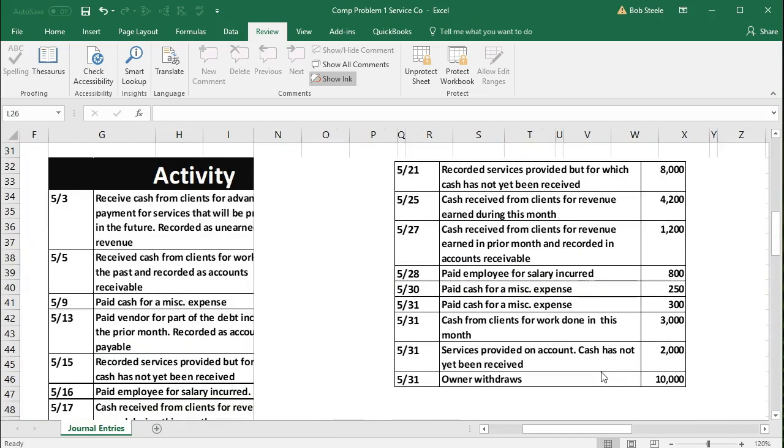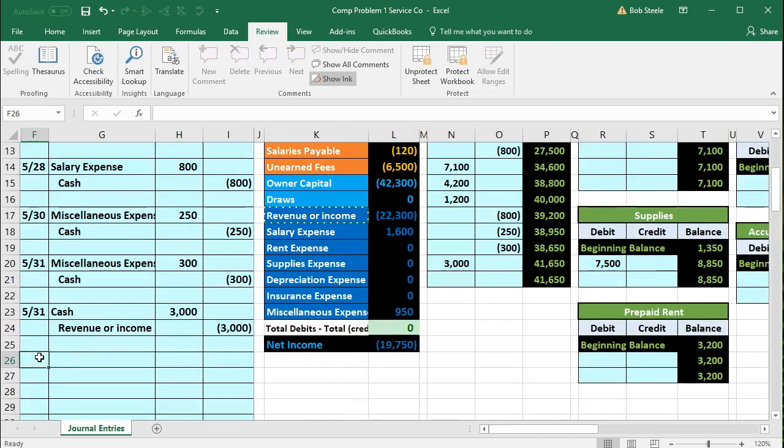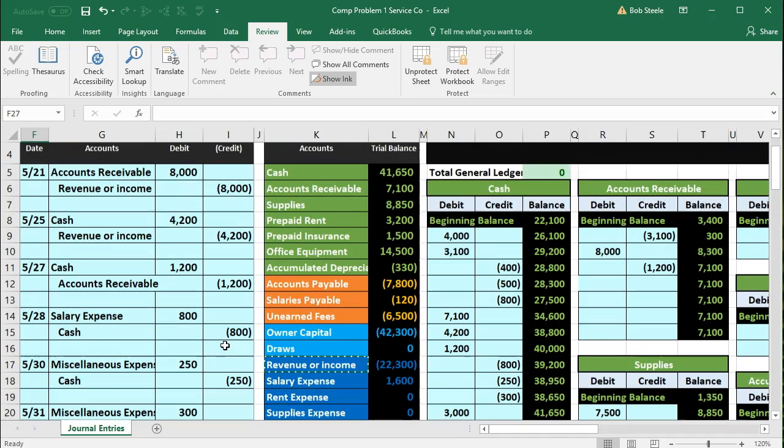Next transaction. Service provided on account. Cash has not yet been received. 530. We're going to say, is cash affected? And we're going to say, no, we did work and have not yet received cash. What then did we get? We got an IOU, that represented by accounts receivable. So accounts receivable is a debit balance account. It's going up, people owing us more money. Therefore, we're going to do the same thing to it as its normal balance, another debit.